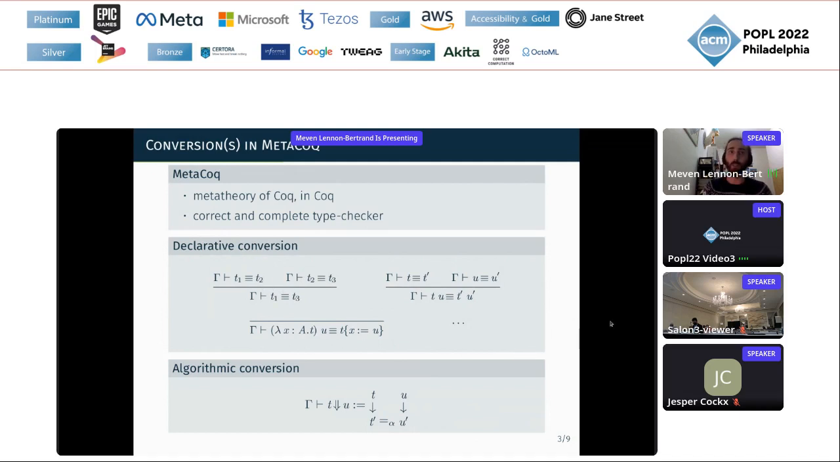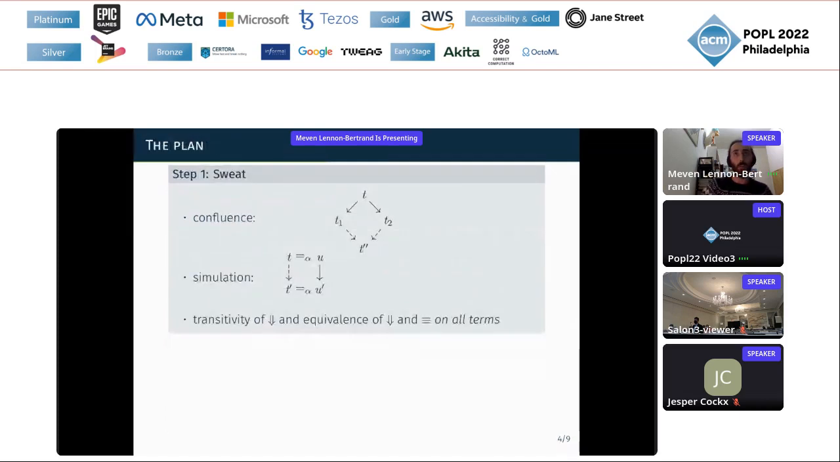And so you have some good properties of this algorithmic conversion that you don't have on the declarative conversion. And the general plan of proof for the meta-theory is that first you have quite a bit of sweat on those conversions. So you need to prove confluence of the reduction relation that we use.